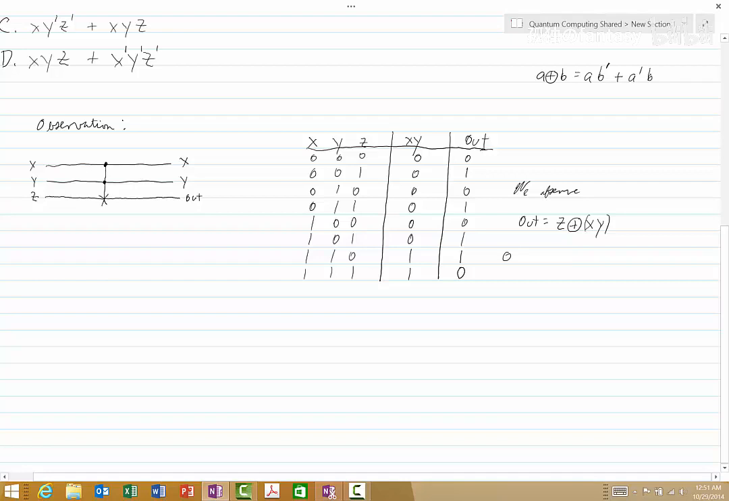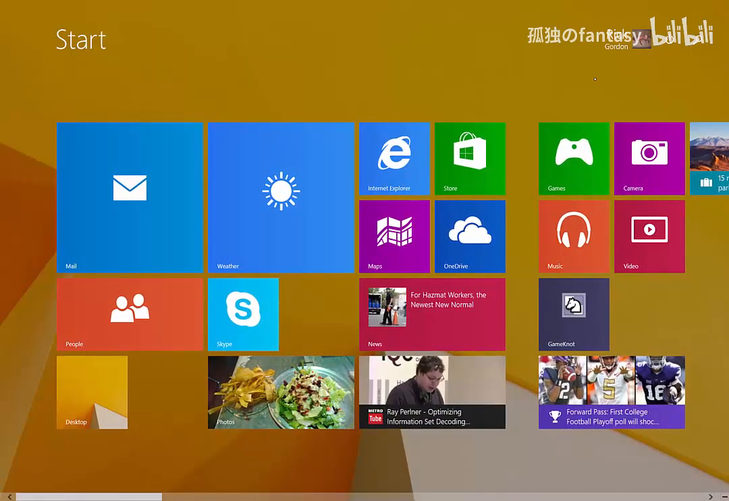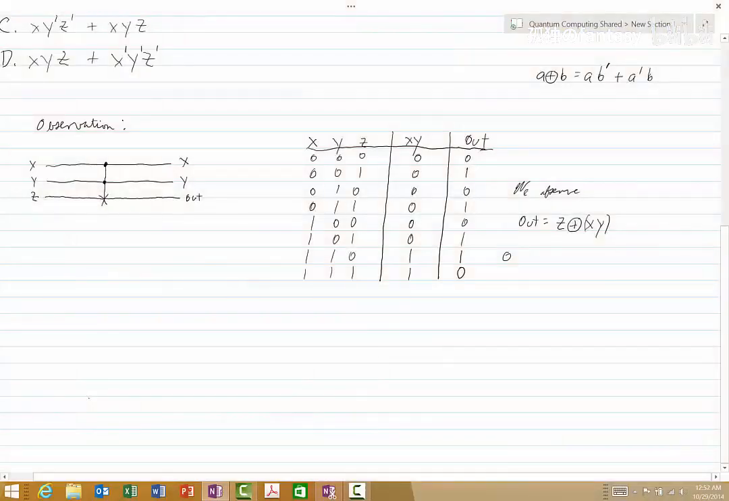And so you can see that, for instance, if A and B are both 0, then the first term goes away because A is 0, the second term goes away because B is 0, so everything goes away if A and B are both 0, it's equal to 0. If A and B are both 1, the first term will go away because B is equal to 1, so not B would be 0. The second term will go away because A prime would be 0. So A exclusive or B is equal to 0 if A and B are both 0 or if A and B are both 1.